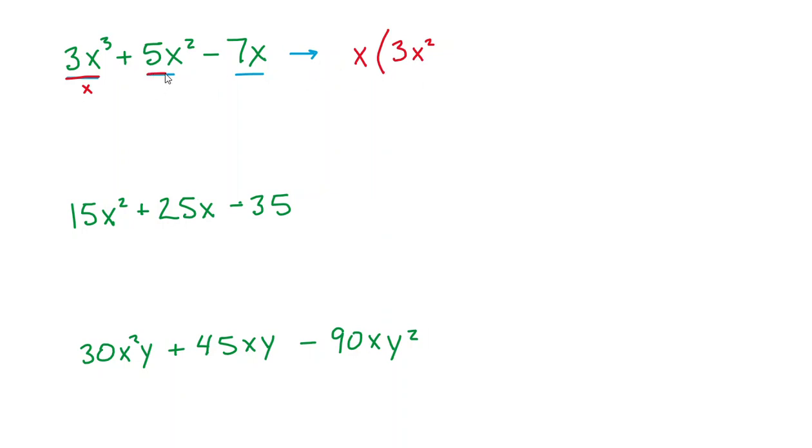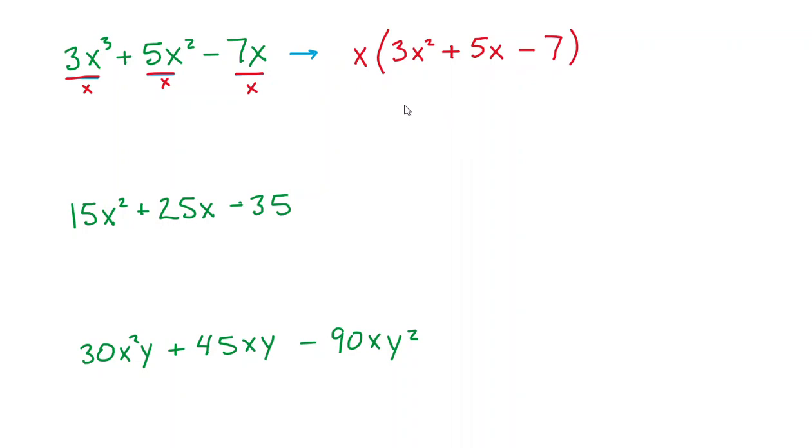And then I have to ask the same question of the next term. I'm going to keep the sign, plus, and then 5x squared, what did I multiply x by to get 5x squared? And of course the answer is 5x to the first power, because x times x is x squared. And then I'll keep the sign, negative sign, and I'll ask the question again. What did I multiply by x to get 7x? And of course the 7x is 7 times x, so it must have multiplied 7. Or you can think of it as negative 7.